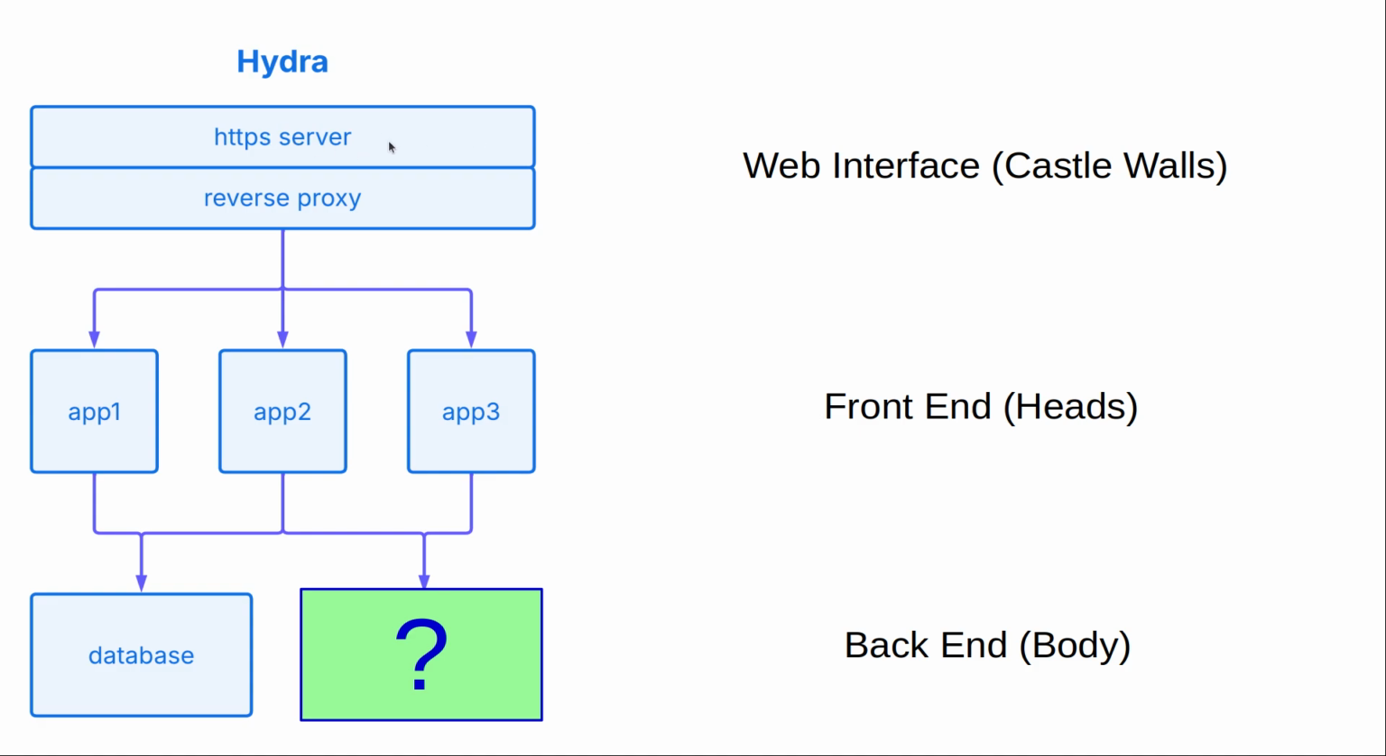HTTPS server, that's what makes the red traffic more secure. A reverse proxy, that's an Nginx server, and that distributes traffic between the various applications, and the applications access the material that's in the database.